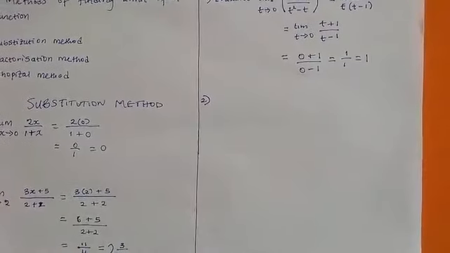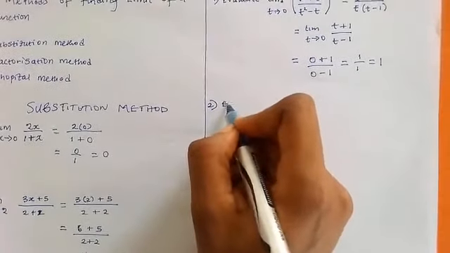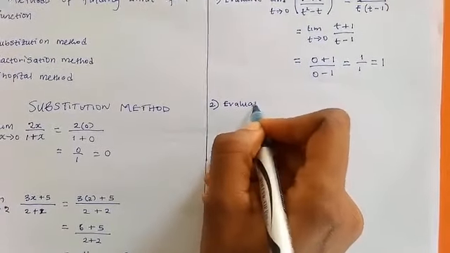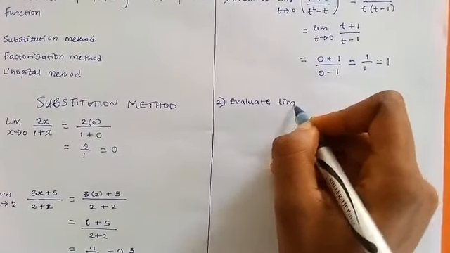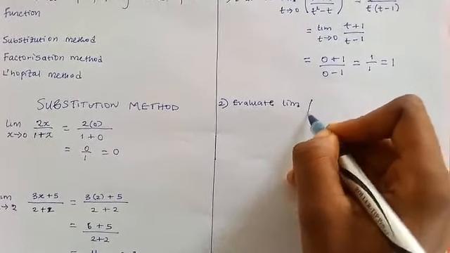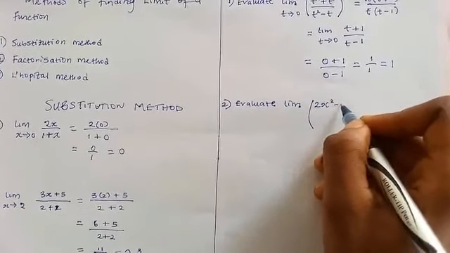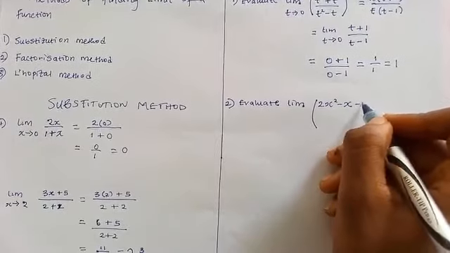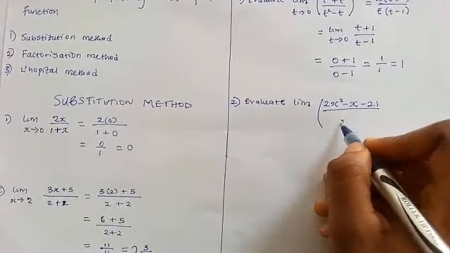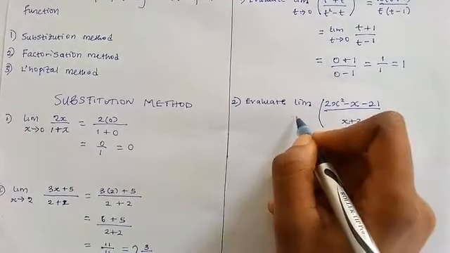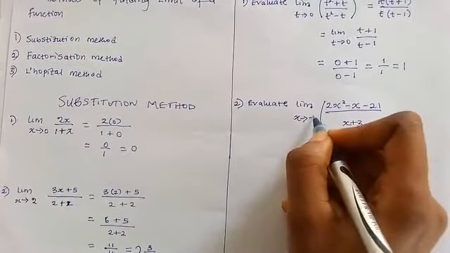Alright, so let's look at another example. Let's say we are also given: evaluate the limit of 2x squared minus x minus 21 all over x plus 3 as x tends to minus 3.